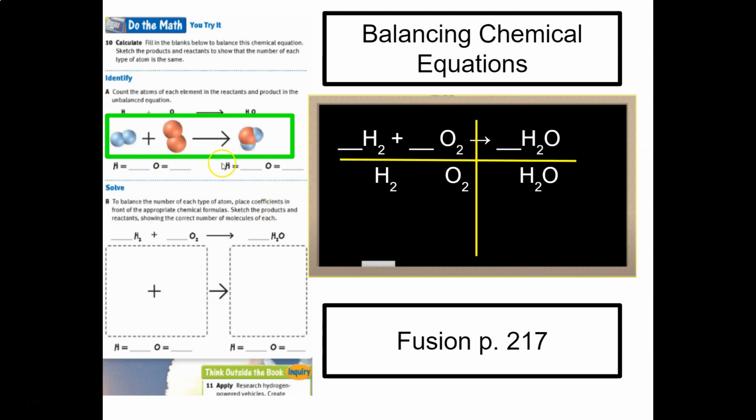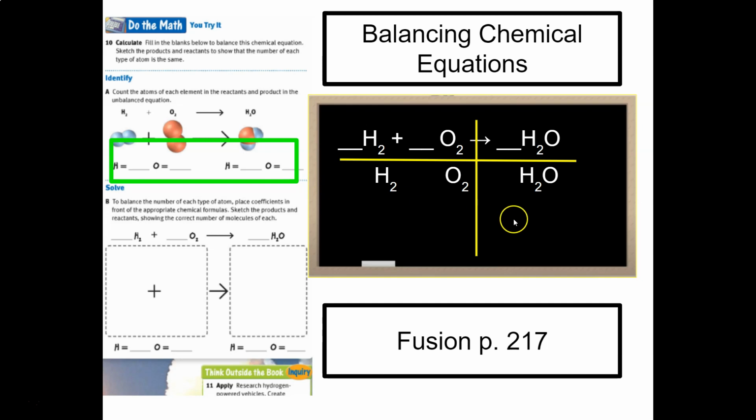Do you remember what the next step was? Write the unbalanced equation, model it, and then count. We're going to count now. So over here, we're going to set it up to do our counts. Let's see how many atoms of hydrogen there are. 2. The subscript tells us that there are 2 hydrogens.